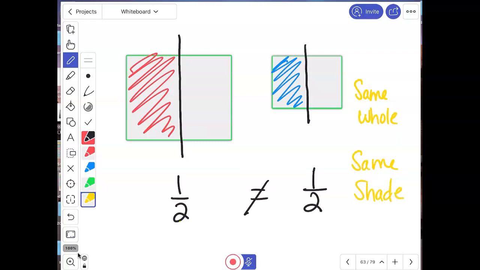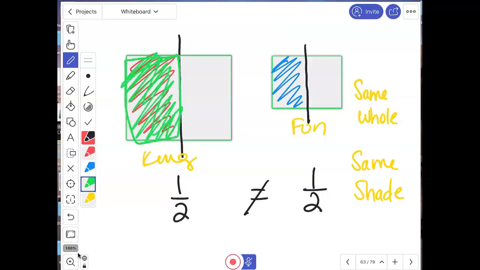Let's look. Are they the same whole? This is kind of like that king size, fun size, right? King size, fun size. This 1/2 is a lot bigger than this 1/2. That's why they're not equivalent, because they're not from the same original shape or the same whole.